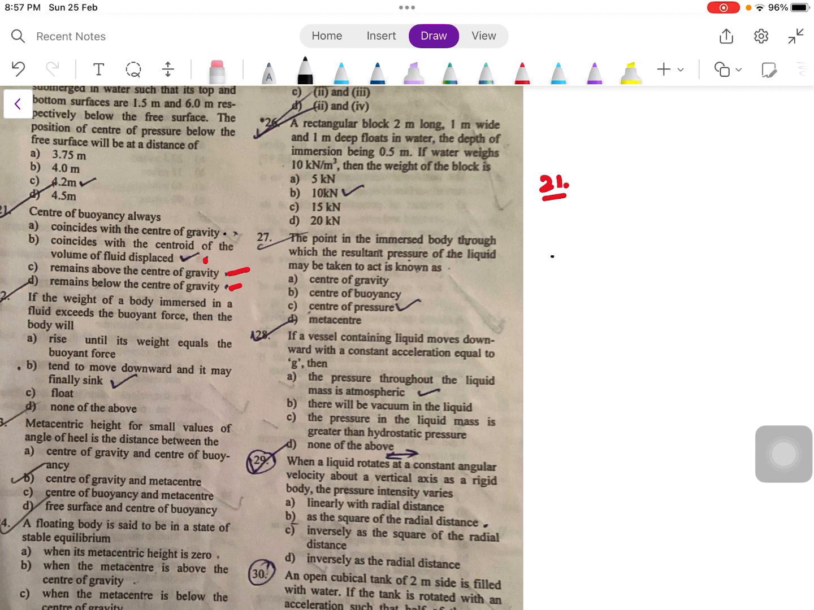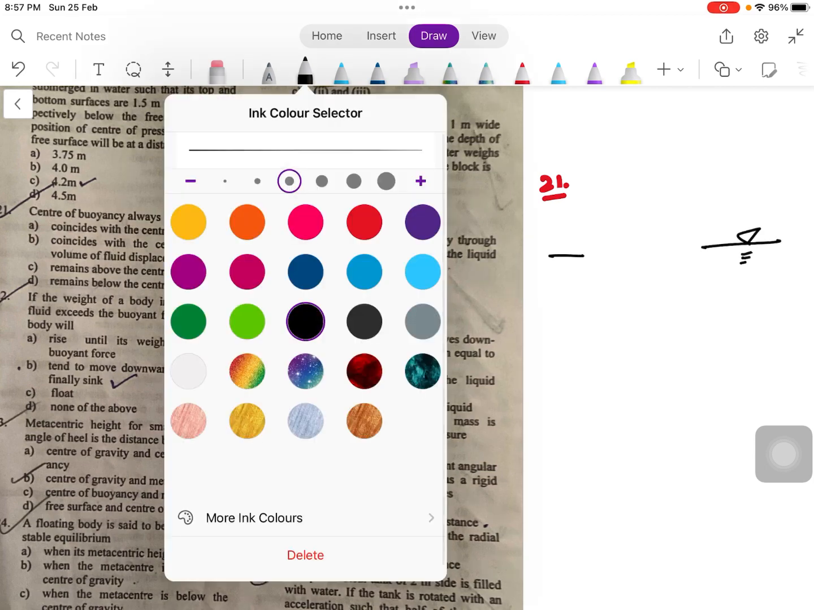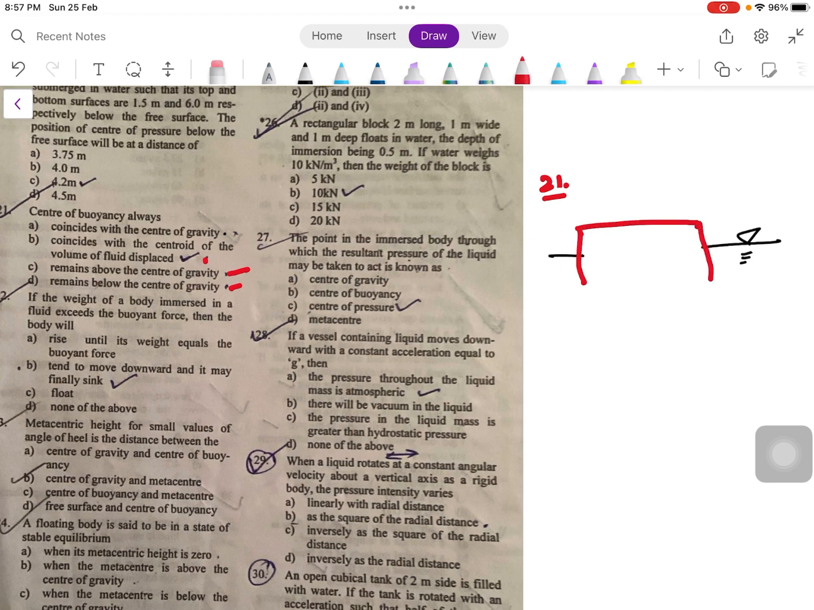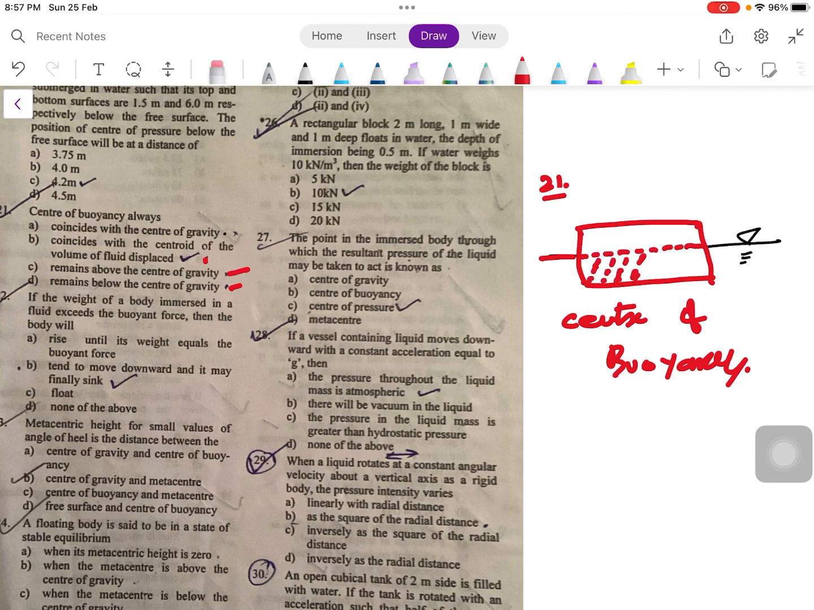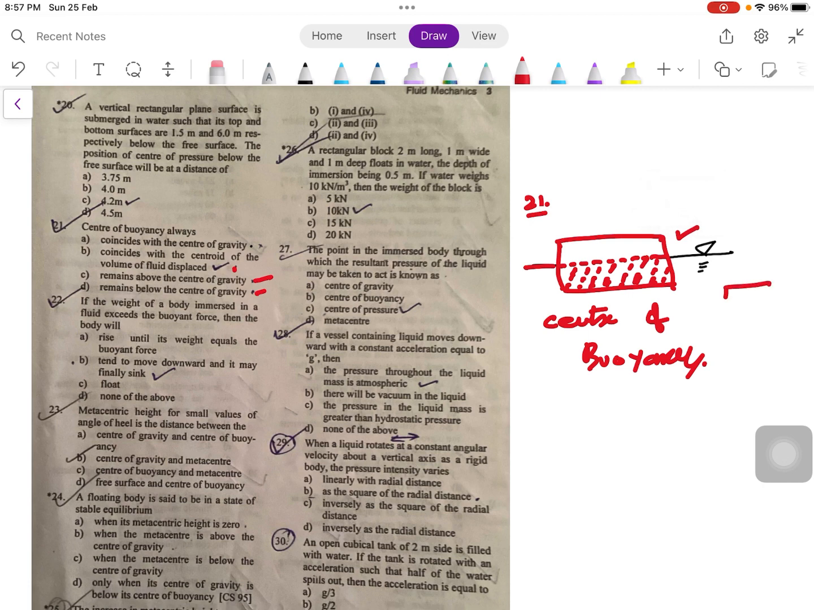floating in a liquid, so we have a liquid surface and we have some solid body. All right, so the center of buoyancy lies at the center of volume displaced. So whenever we have a body floating on a liquid, or submerged in a liquid, and we need to determine the position of the center of buoyancy, we should know and learn that the center of buoyancy lies at the center of the displaced fluid.